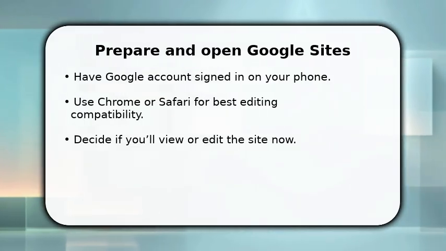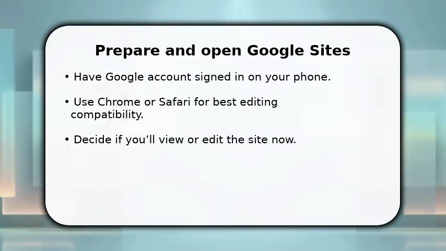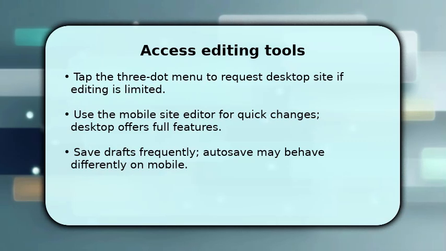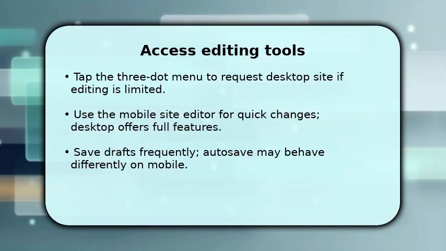Now tap the address bar, enter sites.google.com or your site's URL, and load the page so you can move to the next step. You may find the mobile editor limited, so if you need full control, tap your browser menu and request the desktop site. This gives access to the full Google Sites editor.